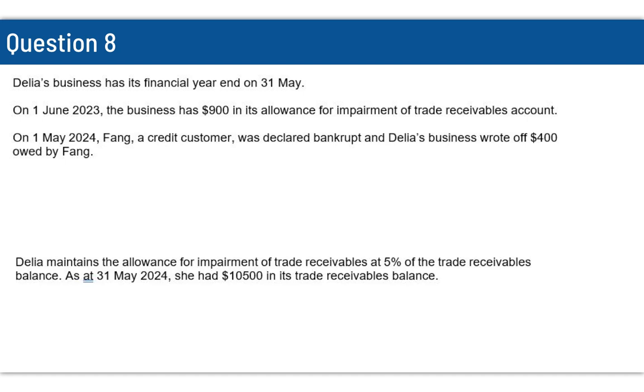This question is on allowance for impairment of trade receivables. It's very important you know its nature. This one is credit plus credit nature, which means debit minus. Read the question carefully. Delia's business has its year end on 31st May. This represents the end of the financial period which you will be using for the impairment loss on trade receivable only on this date, at the end of the year.